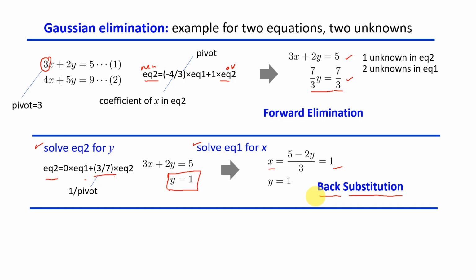Of course, this is a very simple example. Nevertheless, it tells us all the steps of Gaussian elimination.